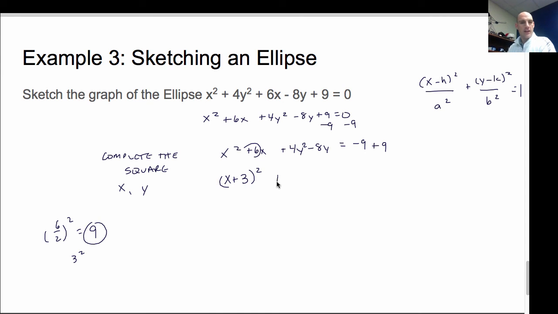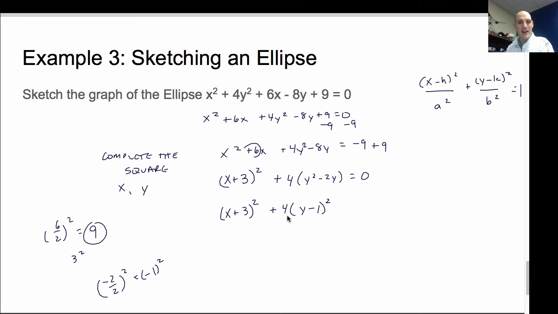And then here, I need a term in front that's got 1 as its coefficient. So I actually have to factor out a 4 before I complete my square. So I'm keeping track. Now I've got to complete the square with the y term. In the y term, this is my b, so I'm going to do negative 2 over 2, which is negative 1, squared. And so my terms are going to look like this: x plus 3 squared plus 4 times y minus 1 squared.